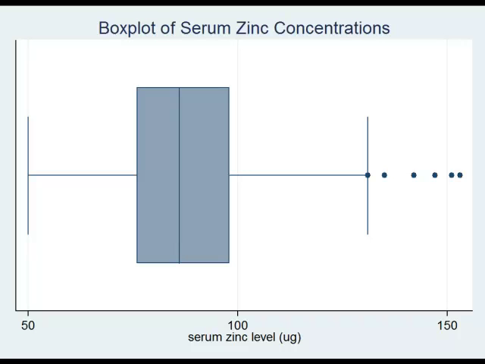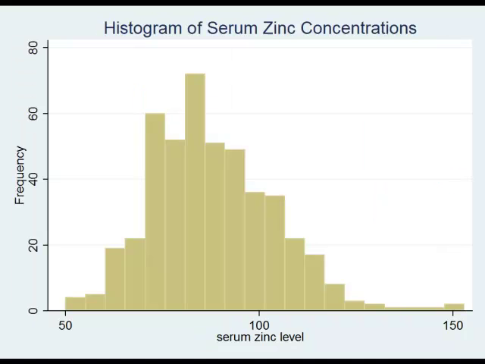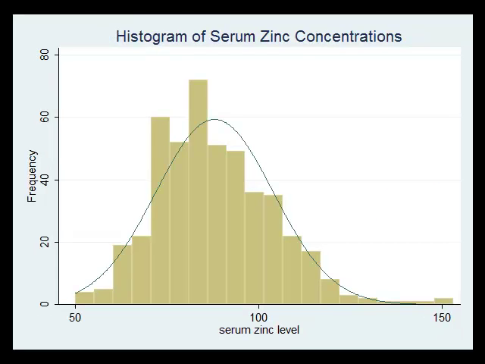Here we have a box plot, in which the box defines the first and third quartiles of the zinc distribution. And the line in the center demonstrates the median, or the 50th percentile. In this histogram, we can see how the concentration of zinc clusters around some typical score, and then flattens out as we travel to either side of the distribution.